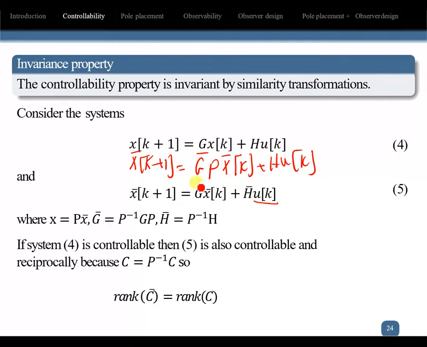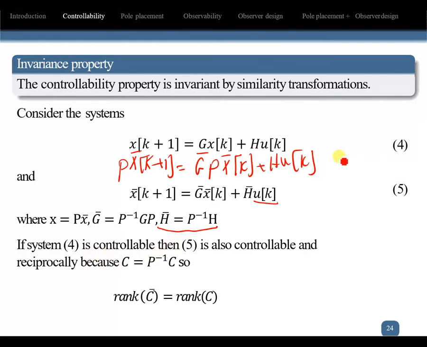Here x = P x bar, and x(k+1) = P x bar(k+1), so P x bar(k+1) = G P x bar(k) + H u(k). Multiplying by P inverse, x bar(k+1) will be P^-1 G P x bar(k) plus P^-1 H u(k). I can say this is G bar, and H bar is equal to P inverse multiplied by H.